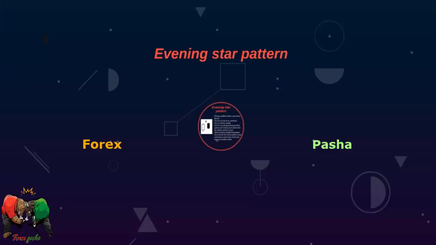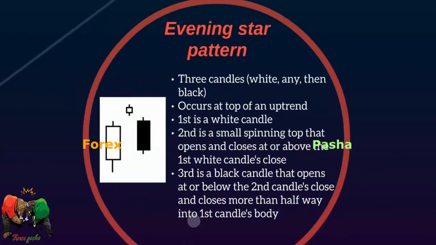Which is the opposite to the morning star pattern. Now, in terms of its definition, the evening star pattern comprises 3 candles. The first is a white candle, the second is a candle whose color does not matter, and the last one is a black candle. The evening star pattern always occurs at the top of an uptrend, so its purpose is to turn the current uptrend around back into the downwards direction.